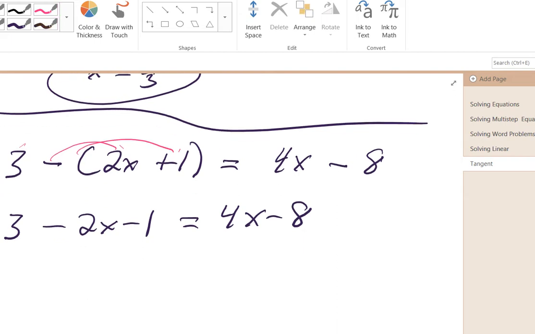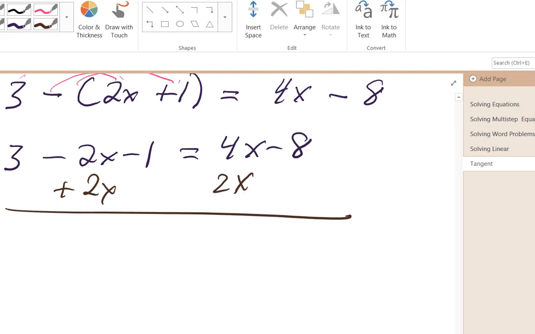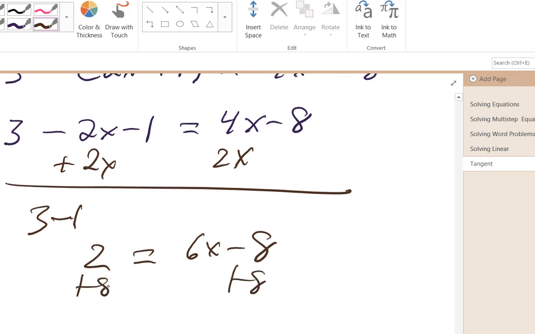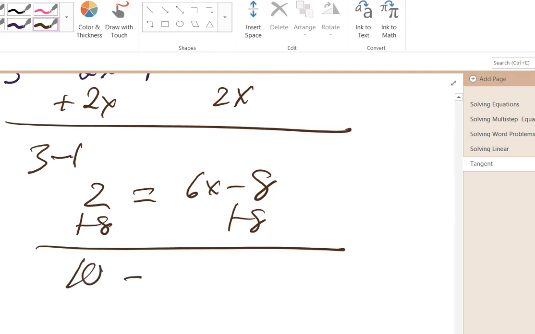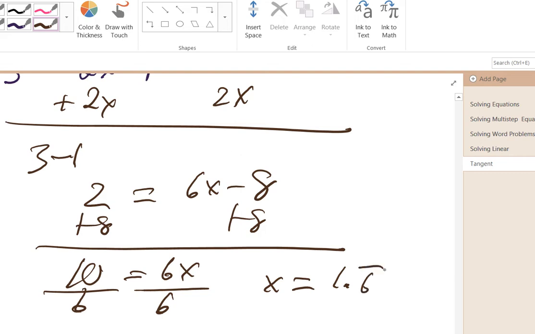What do we want to do first? You can add 2 to the 4. Okay. So that gives me 3 minus 1. Let's just figure that out. 2 equals 6x minus 8. And then add 8 to the 2. And then we divide. It's 5/3, so 1.6 repeating. Okay.